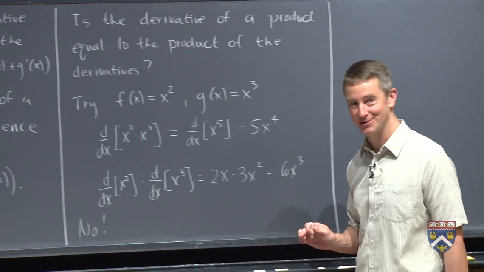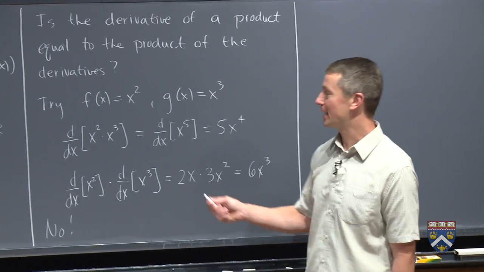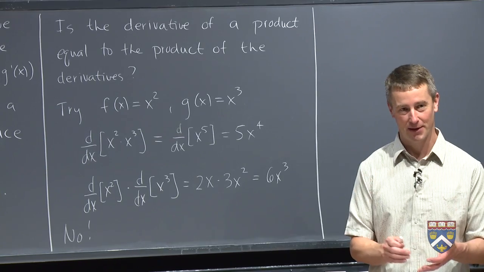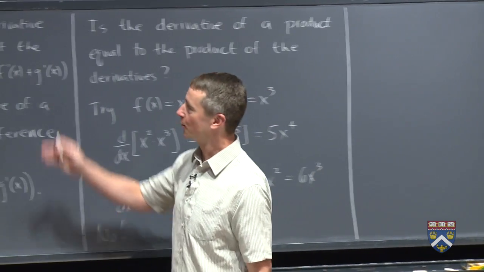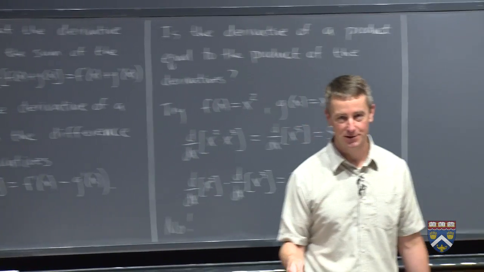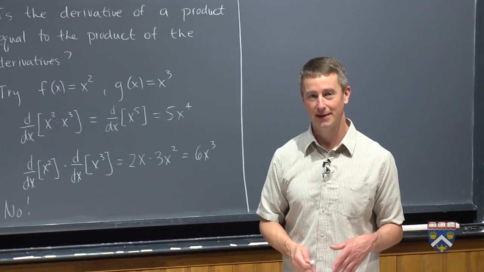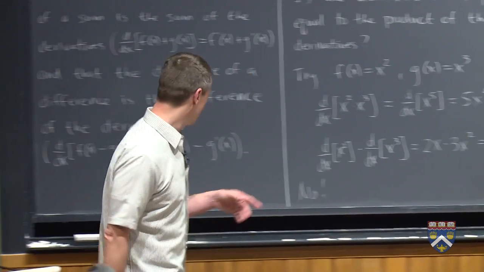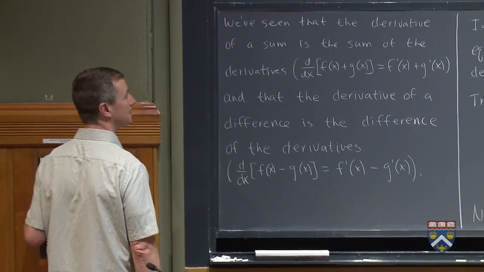I hope you're convinced. We cannot do this. So if you have two functions multiplied together, you cannot just take their derivatives separately and multiply them together as we could when we were adding and subtracting. Multiplication is somehow more complicated, and we need a different way to do this, which is what we're going to develop next, this thing called the product rule. So let's do that.